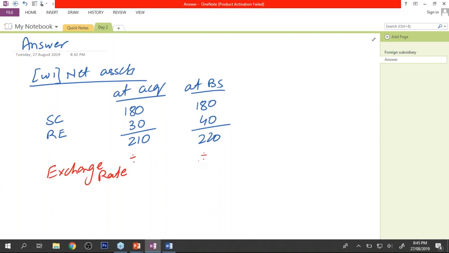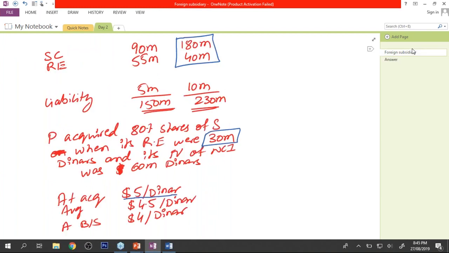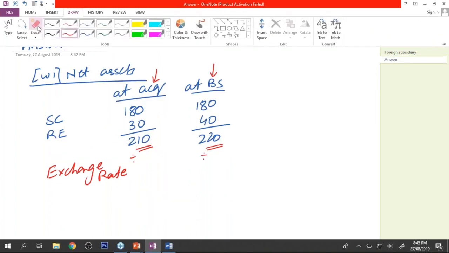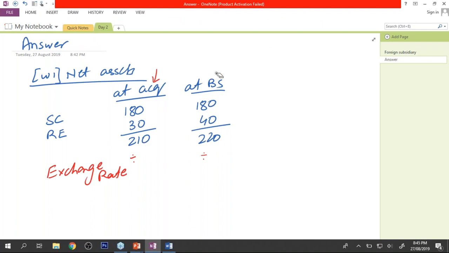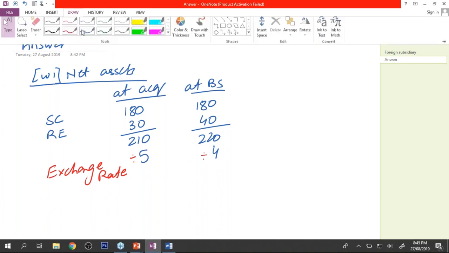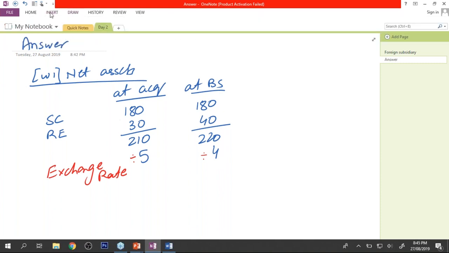Basically, the rate at acquisition should be applied to 210, and the rate at the balance sheet date should be applied to 220. So if I go back, the rate at the date of acquisition was $5 per dinar and at the balance sheet date was $4 per dinar. So we are going to apply 5 onto the date of acquisition, and 4 onto the balance sheet date. So this is divided by 5 and this is divided by 4. The rate should be the same as the net assets: net assets at acquisition, the rate at acquisition; net assets at balance sheet, the rate at balance sheet.